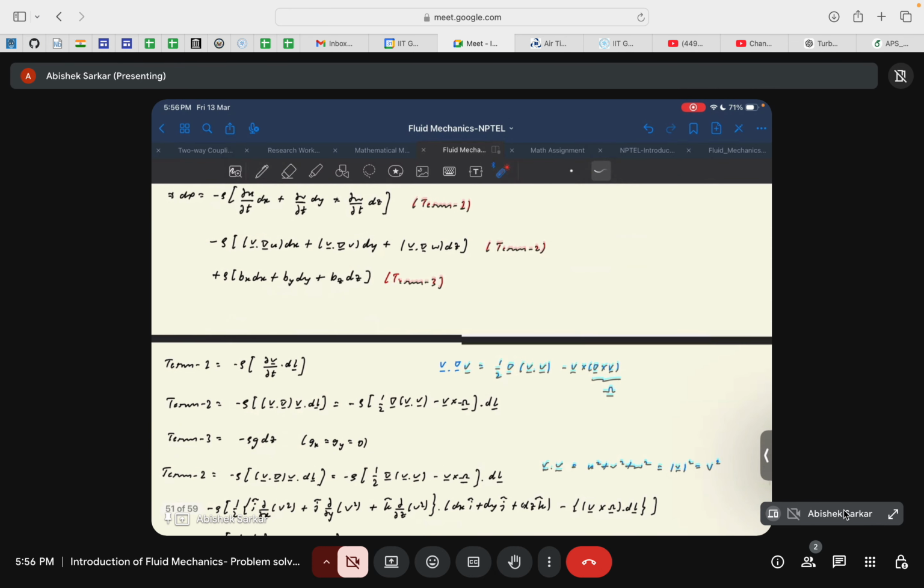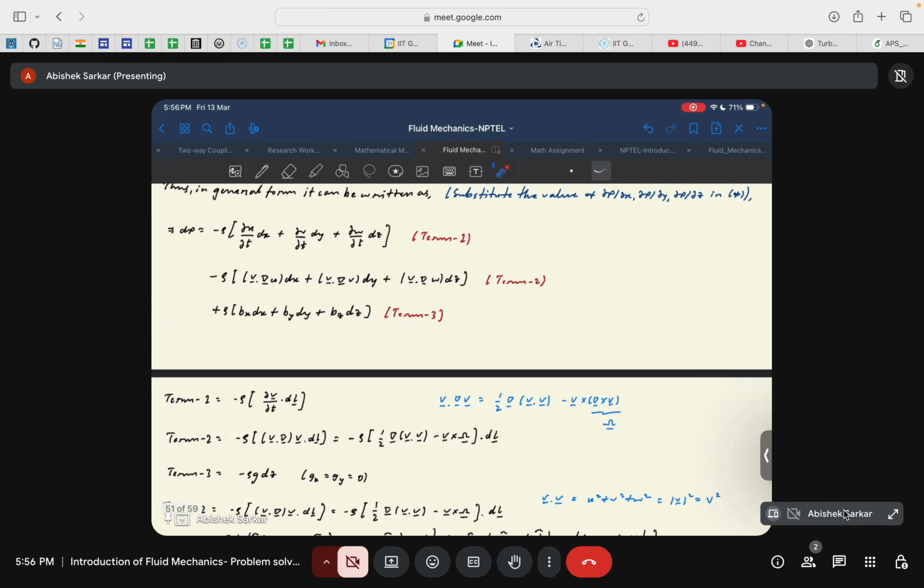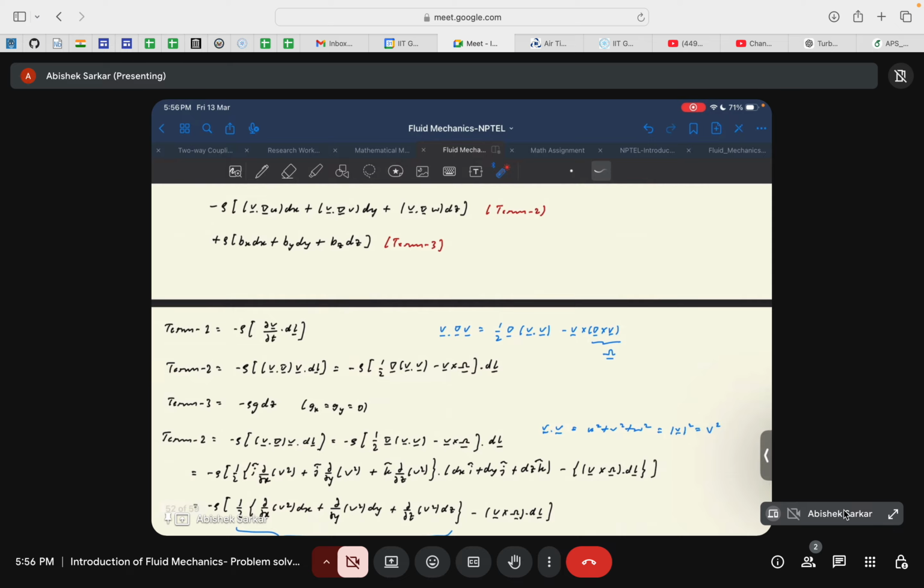Now for term 1, you can simplify it further, but maybe represent this in a vector form. Okay, so in vector form you can represent term 1 as minus rho ∂v/∂t, where v is the velocity vector, times dl, where dl is dx i cap plus dy j cap plus dz k cap.